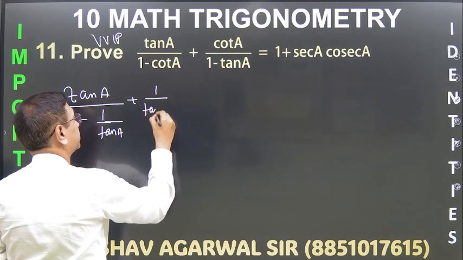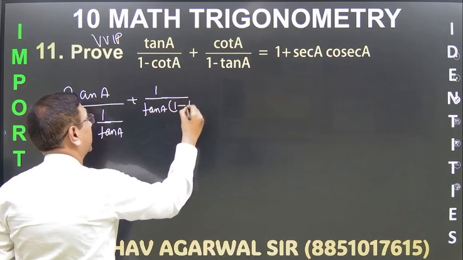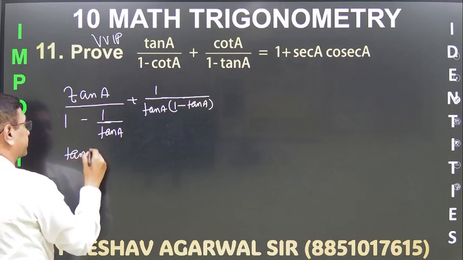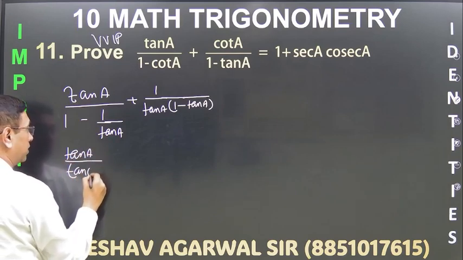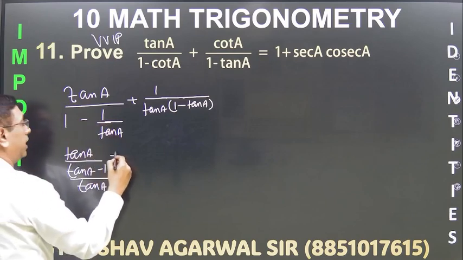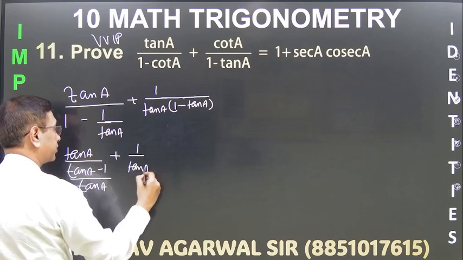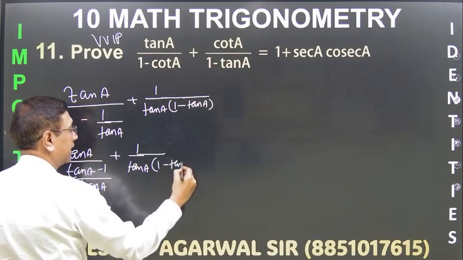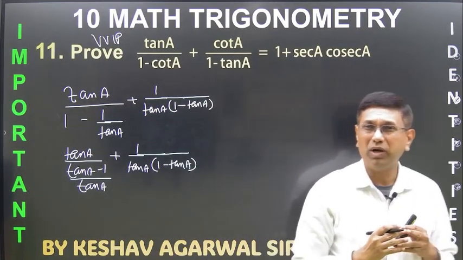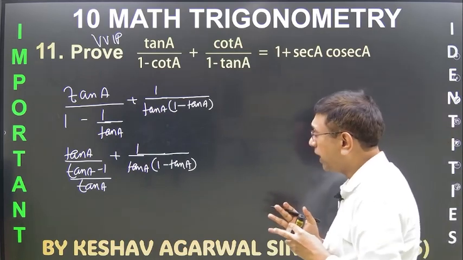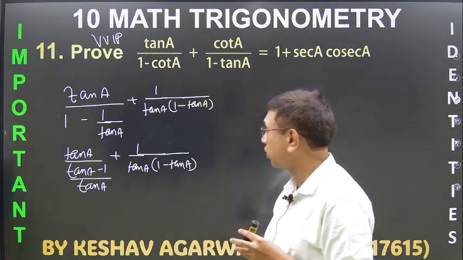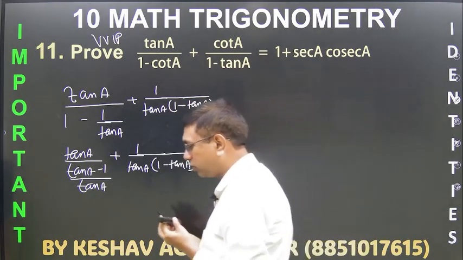1 by tan A into 1 minus tan A कर दीजिए. So what is going to come? Tan A upon tan A minus 1 upon tan A minus 1 upon tan A, 1 by tan A into 1 minus tan A आ जाएगा. So this is what you will get once you convert everything to tan. Okay, just I have converted to tan to make this uniform. नहीं तो यहाँ cot होता, वहाँ tan होता, and so on. So I basically brought everything to single term.